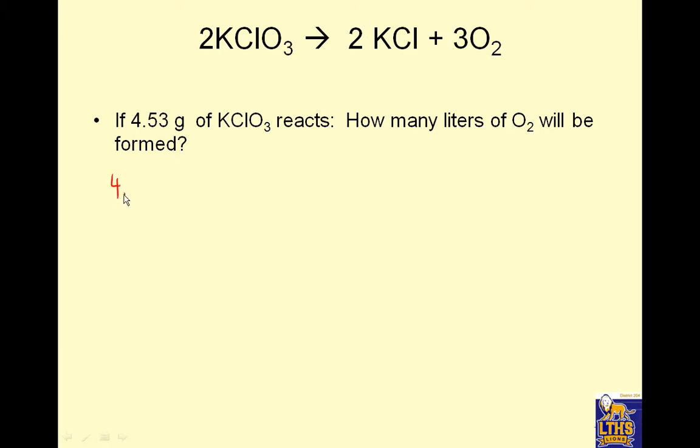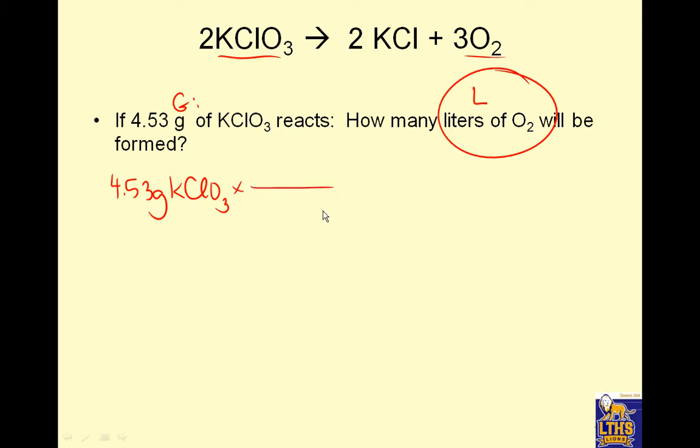Okay, here's that same equation again. This time we're only using 4.53 grams of potassium chlorate. So given, what are we trying to find? Liters of oxygen. So this time we don't want grams, we want liters, and we want to change the identity of this into identity of that. You can only change identity at the mole ratio step. So you change grams of potassium chlorate into moles of potassium chlorate. And now that we have moles of potassium chlorate from the previous step, we can cancel that out. But here's where we change identity.